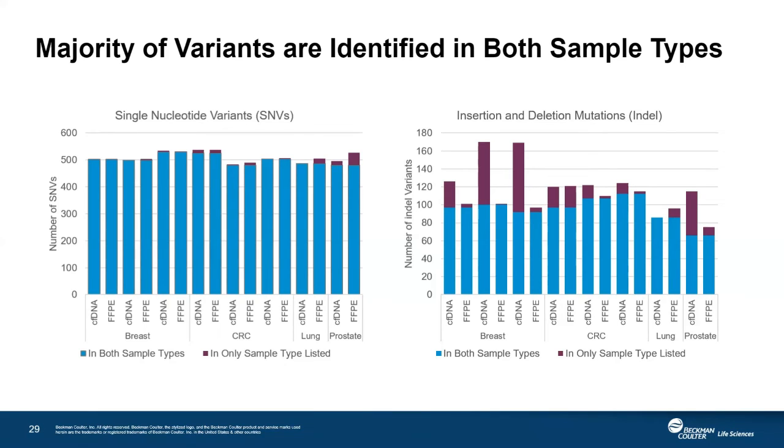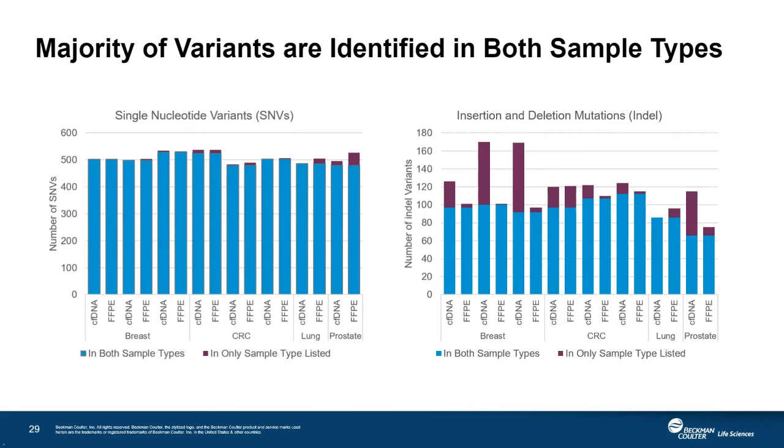These two charts really explain the identification of variants in both sample types. We wanted to look for single nucleotide variants as well as insertions and deletions in the sequencing results that we had gotten from those samples. On the left, you can see that we looked at the single nucleotide variants found in both sample types. In the majority of these samples, we found both. So there was really no statistically significant difference between identifying the single nucleotide variants if we used a cfDNA sample or an FFPE sample.